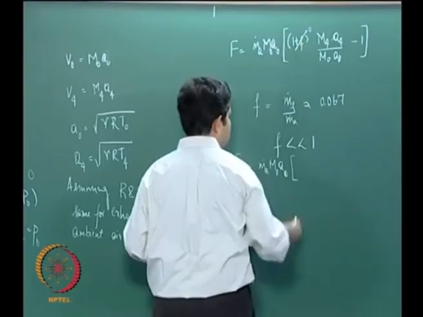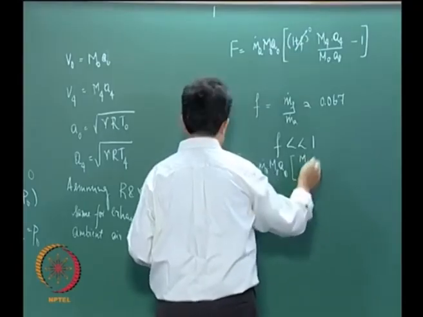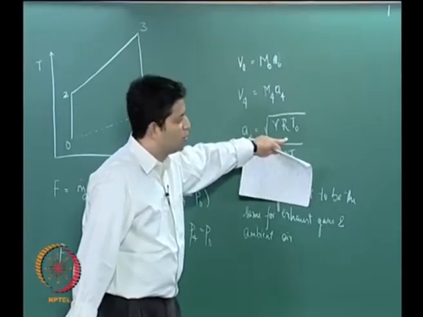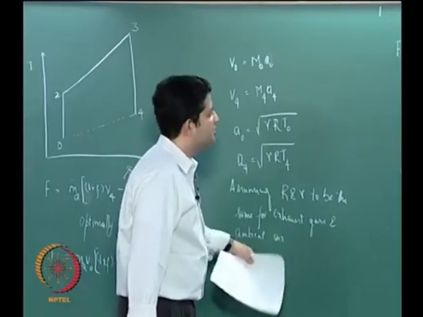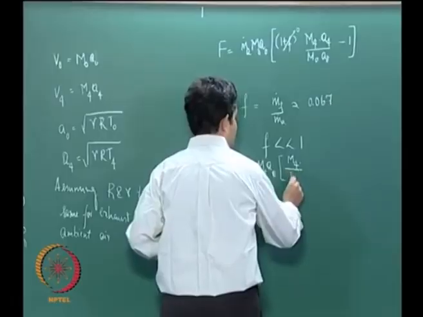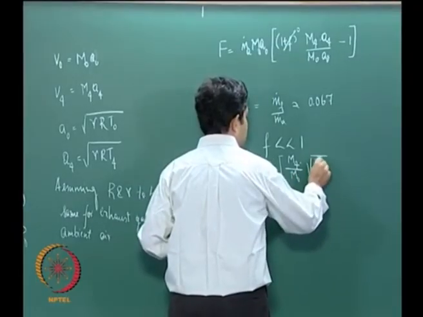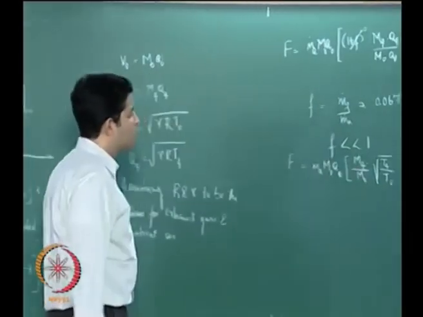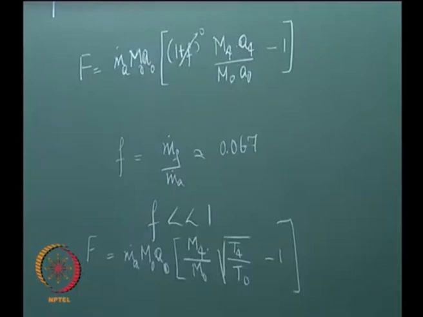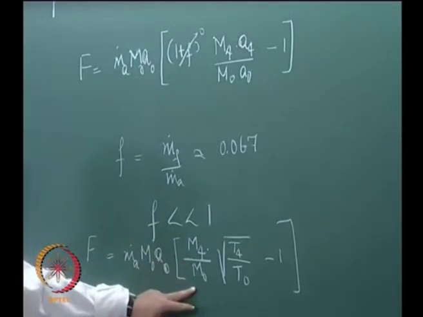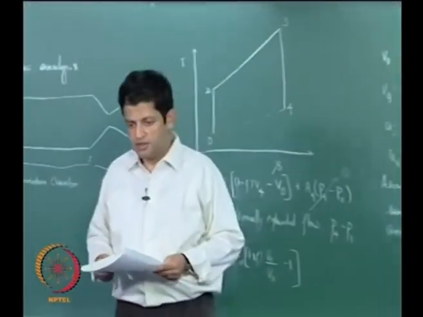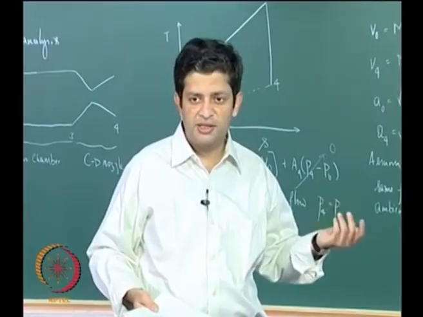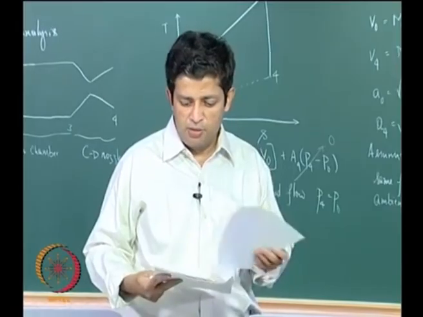So I can rewrite my equation as F = m dot a M0 A0 times the bracket, where this goes to 0, and I get M4 here. I know that A4 is root of gamma R T4 and A0 is root of gamma R T0. I will take out the gamma R part because of this assumption, and I will be left with M4 by M0 into the square root of T4 by T0. So we have been able to express this in terms of the ratio of exit to inlet conditions. Now what we will do is what is known as cascading of pressures and temperatures. We will try to cascade from the nozzle side towards the inlet and see what we can get out of this.